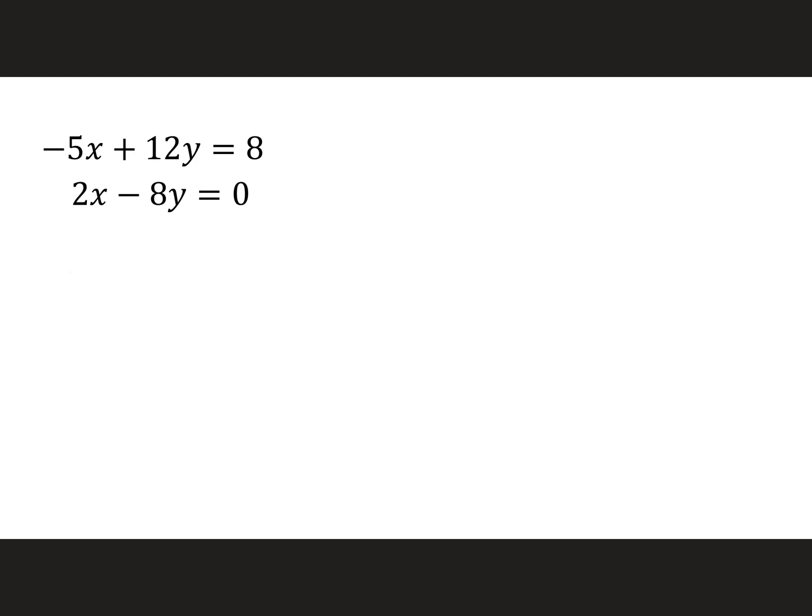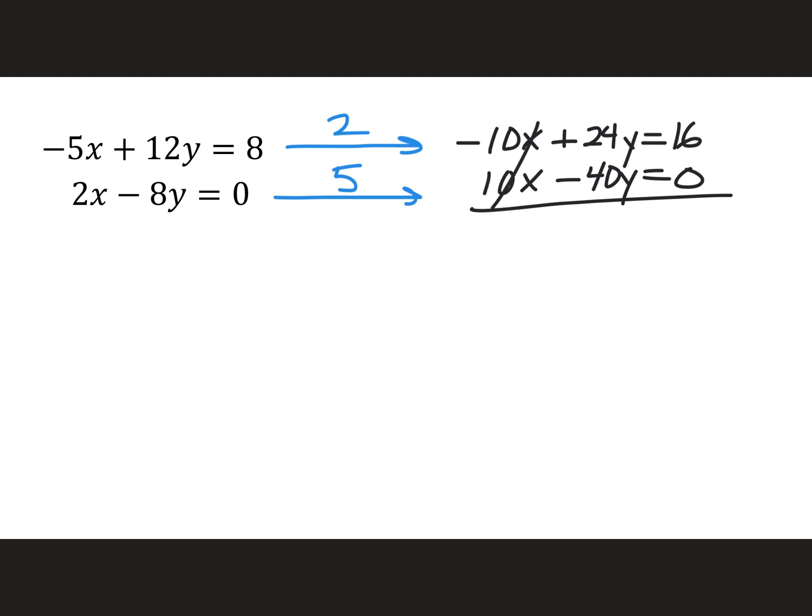So I just multiplied the top by a 2 and got a negative 10x. And I multiplied the bottom one by a 5. I got a positive 10x, so my 10x's will cancel out. And again, it doesn't matter if you had tried to cancel out the y's instead. We would get the same answer in the end. And then divided by negative 16, y equals negative 1.